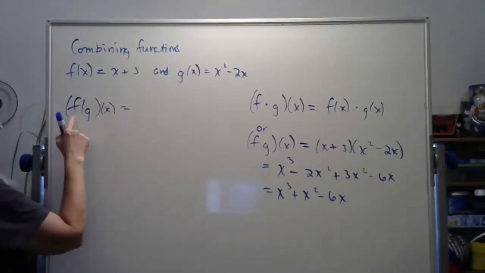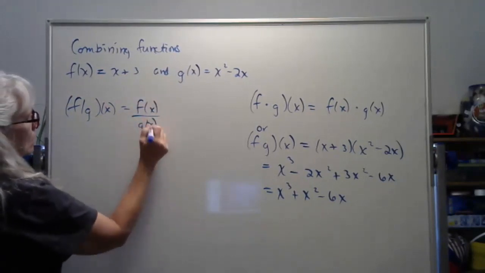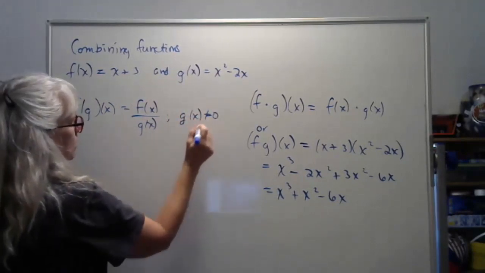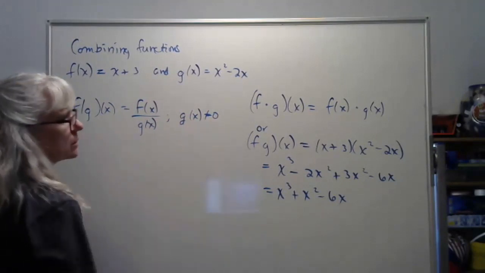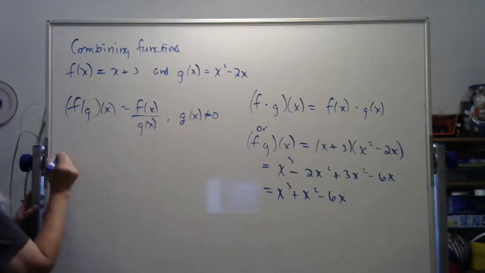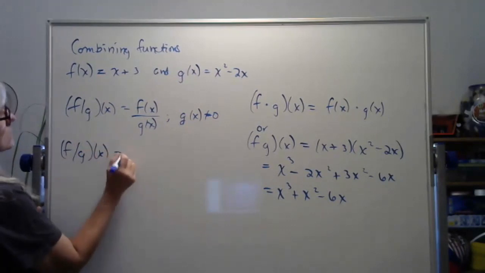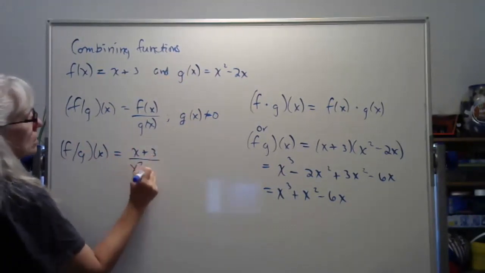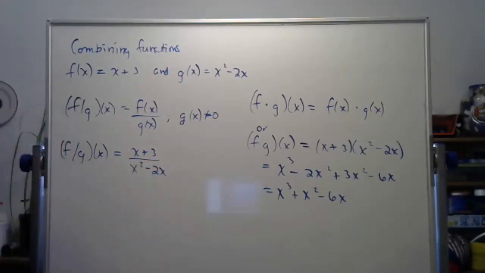So notice I put a slash between, like a fraction bar. So that really does mean f of x divided by g of x. Recognize here that g of x can't equal 0 because then we'd be dividing by 0. So when you look in the textbook or at any notes, you'll see that that appears. So for us, f divided by g of x simply means to take our f function and put it over our g function. So we end up with x plus 3 over x squared minus 2x.